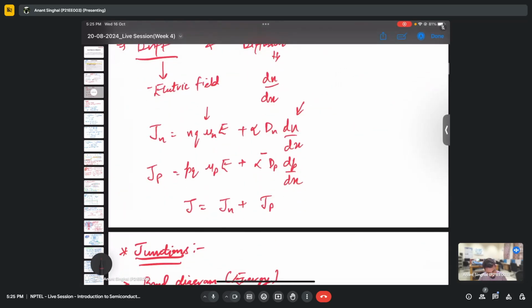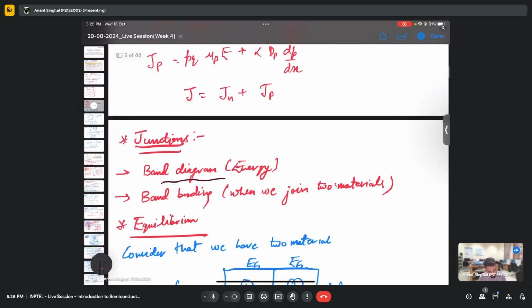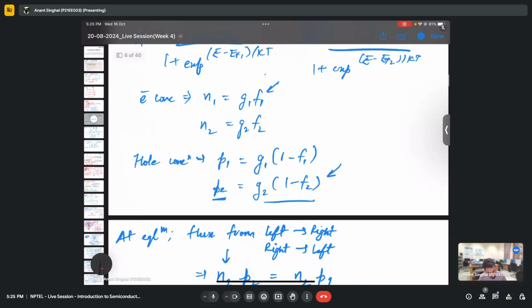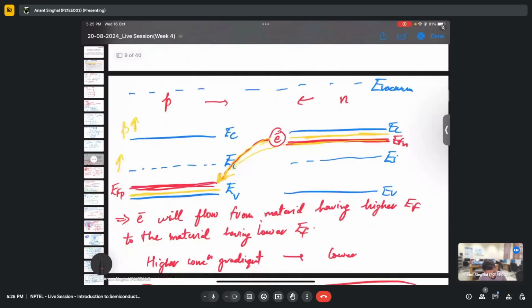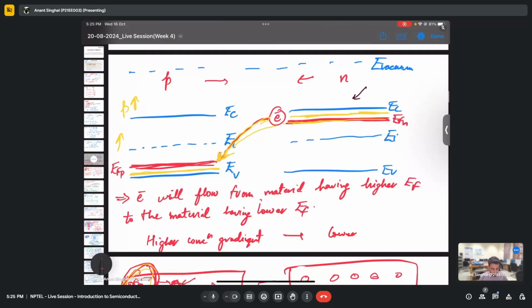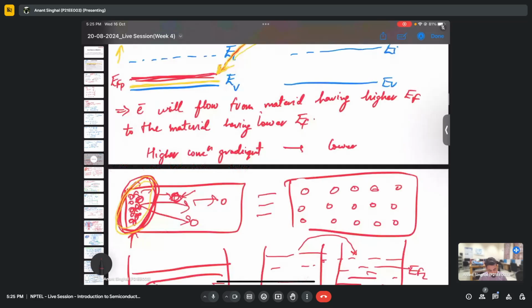So we read about certain junctions. The main topic was the band diagram and the band bending, how it happens and all that. This was a very important lecture, I'd say, because the band diagram is the basis of this course. If I give you any structure and you can make the band diagrams visually, then you will be able to do any problem.